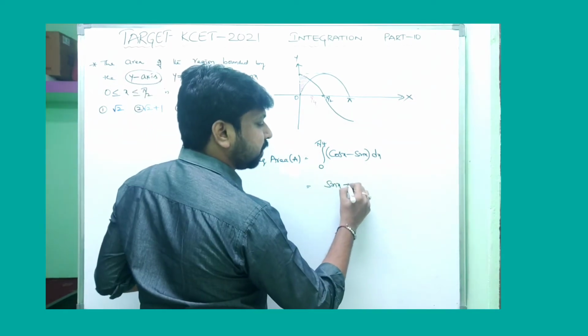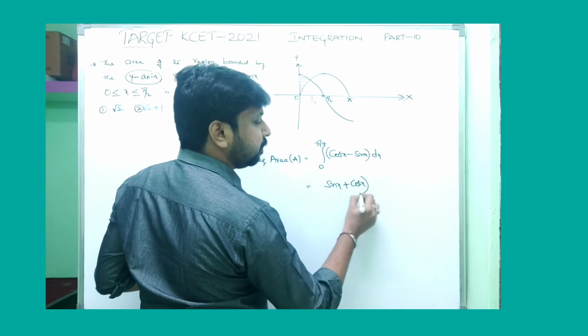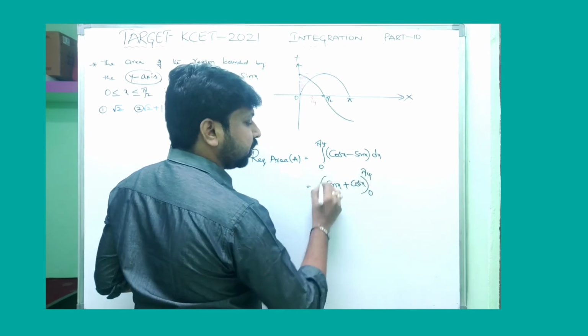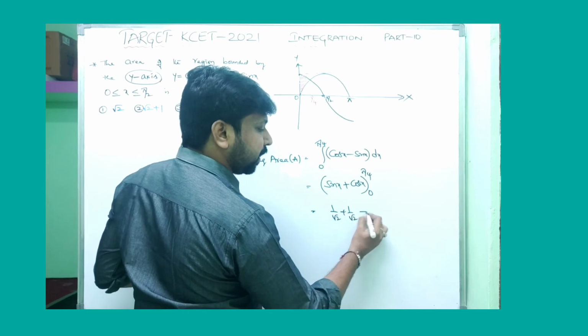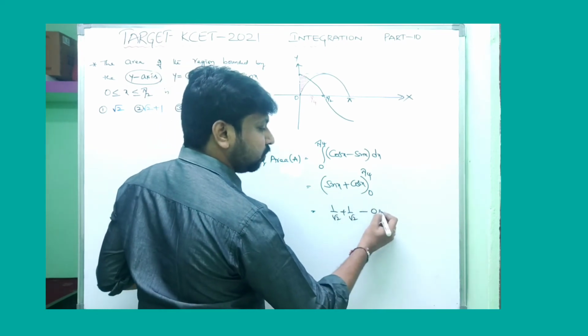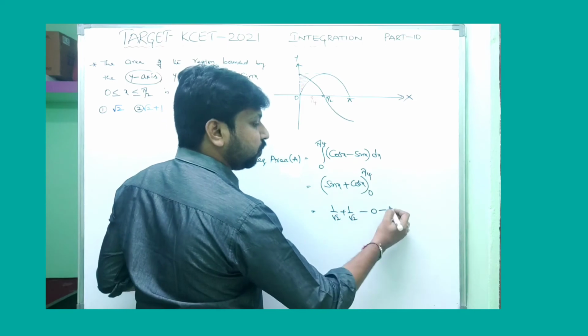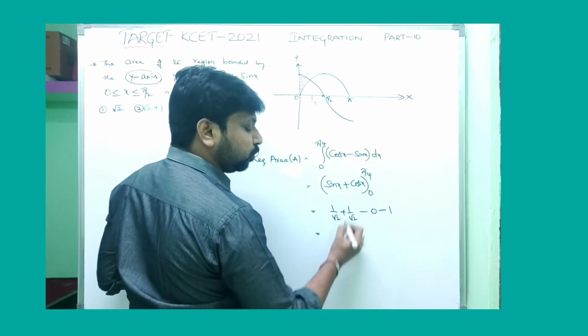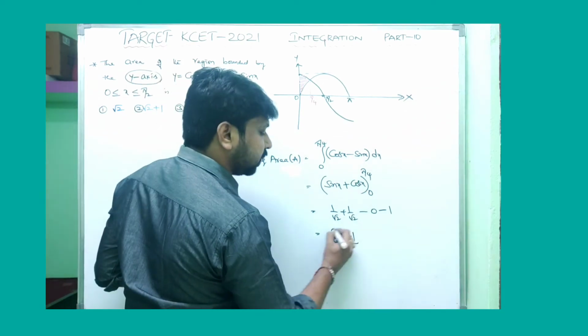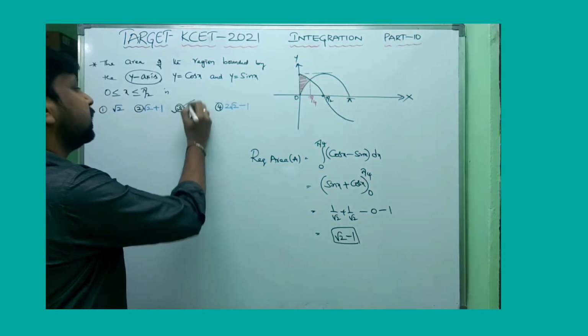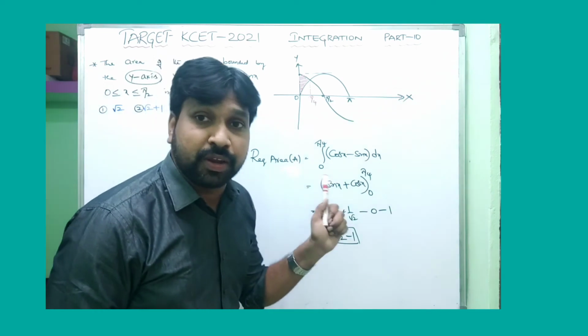Integral of cos x is sin x, integral of sin x is minus cos x, so minus of minus is plus, between the limits 0 to pi by 4. This is equal to sin 45, 1 by root 2, plus cos 45, 1 by root 2, minus the lower limit: sin 0 minus, into plus, minus cos 0, 1. And hence 1 by root 2 plus 1 by root 2 is nothing but 2 by root 2, that is root 2 minus 1. The answer root 2 minus 1 is the correct answer. It's a very good question.